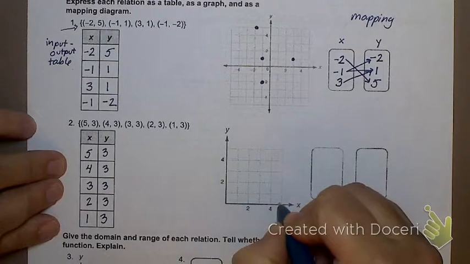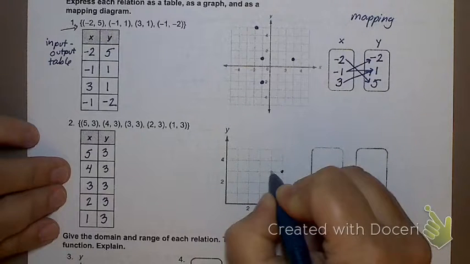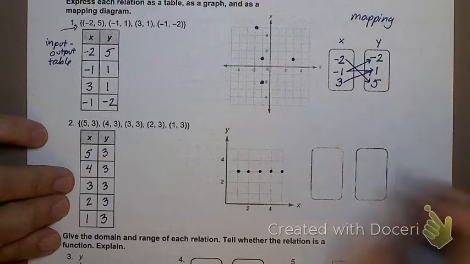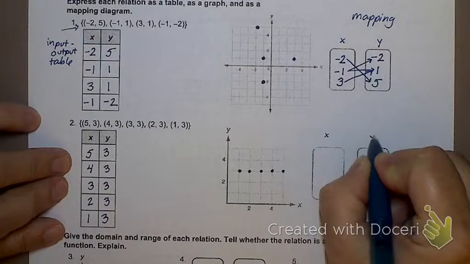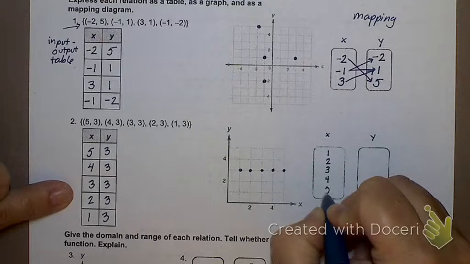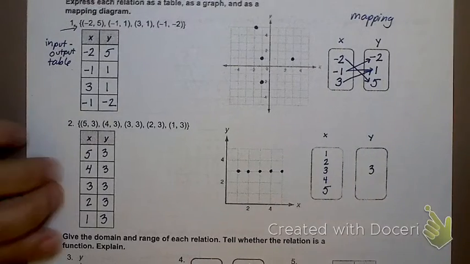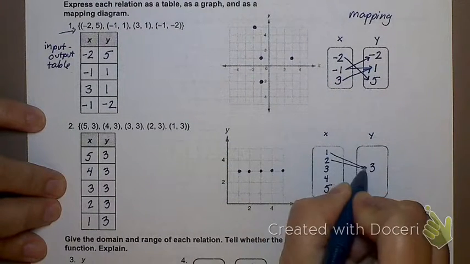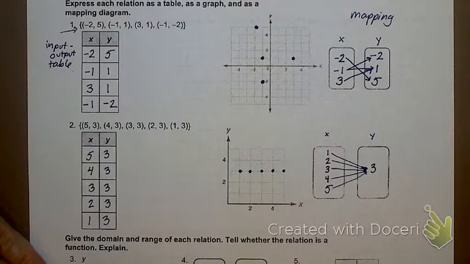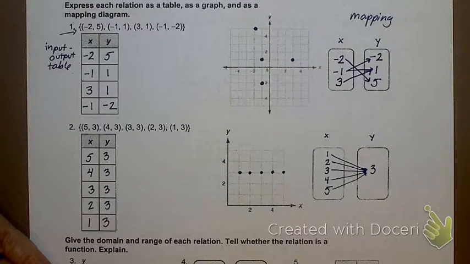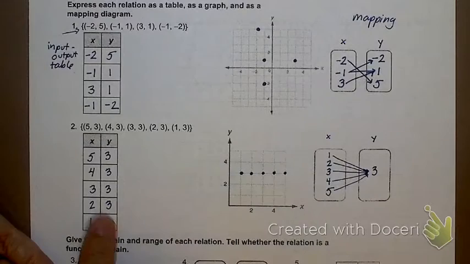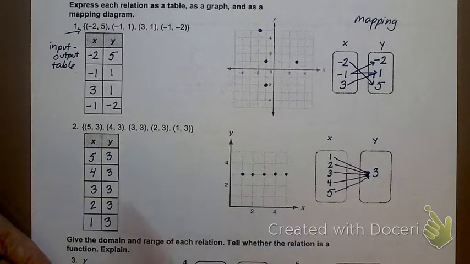I can still graph, let's see, over 5, up 3, over 4, up 3, 3, 3, 2, 3, 1, 3. And here, if I were to write my x values and my y values, x values in order would be 1, 2, 3, 4, 5. And my y values, there's only one. So I just have a bunch of arrows going to 3. Funky looking mapping diagram. But if I gave you a mapping diagram, you need to be able to pull out the coordinate points from it. You need to be able to graph it, or make a table from it. Okay? You need to be very fluent with those.